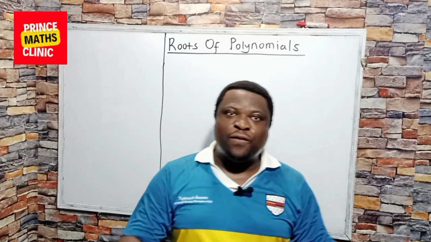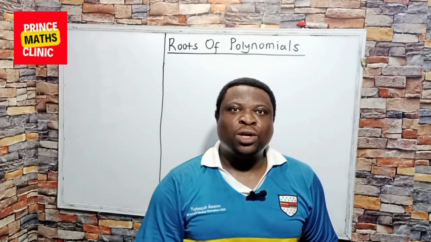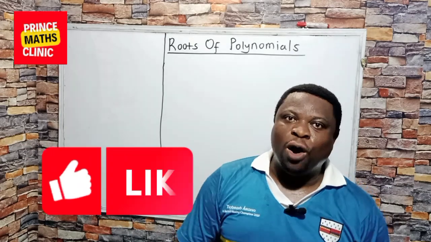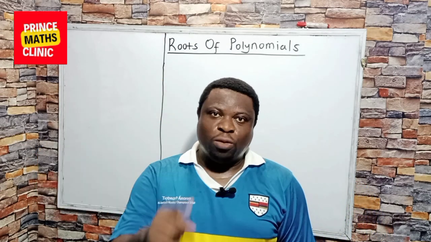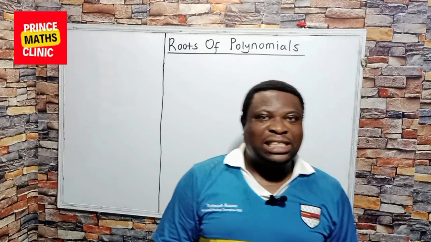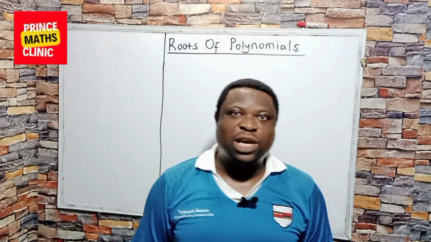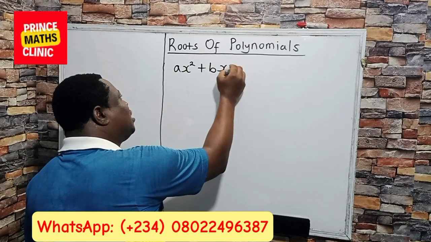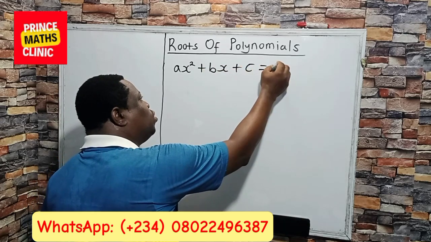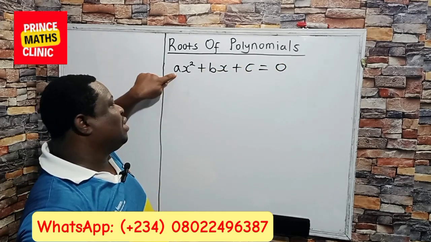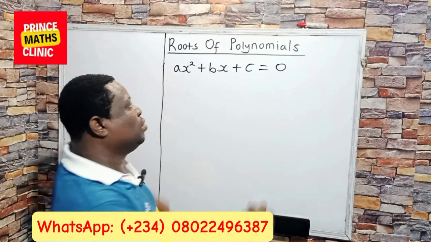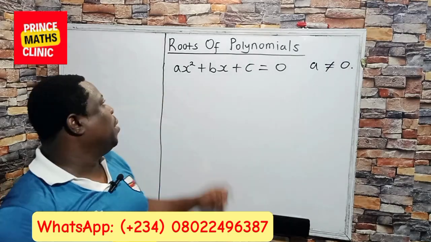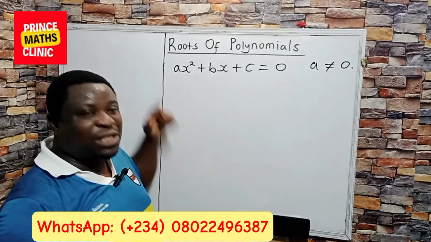We'll be looking at the roots of polynomials. But before we go deep into the roots of polynomials, we would first like to know the roots of quadratic equations. We know that the general form of a quadratic equation is given by ax squared plus bx plus c equal to 0, where a cannot be 0. But b or c can be 0. But a can never be 0.